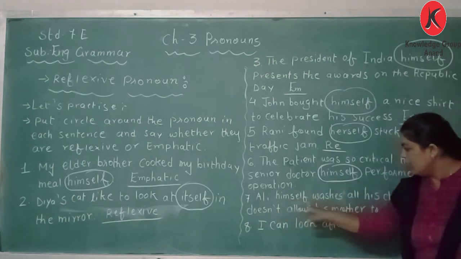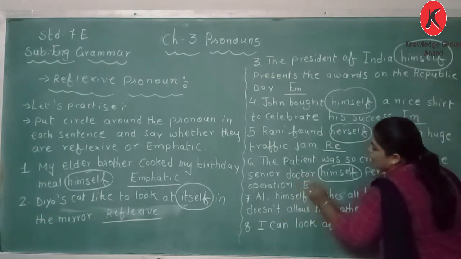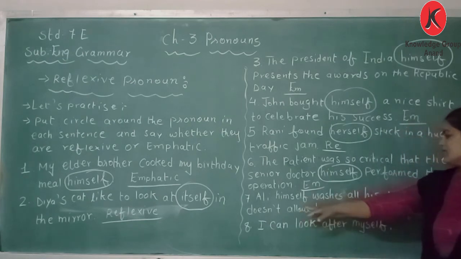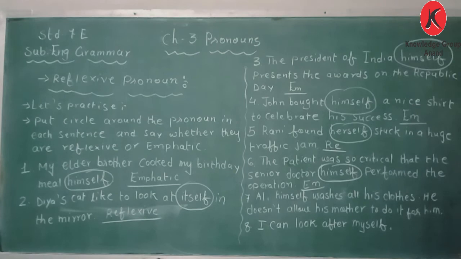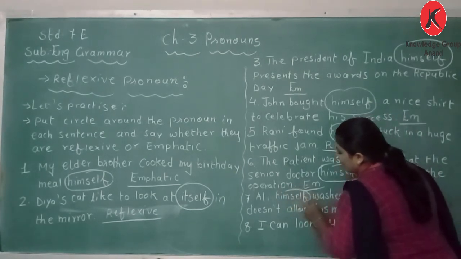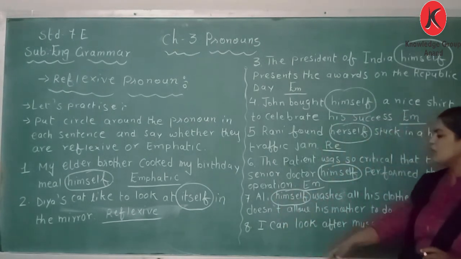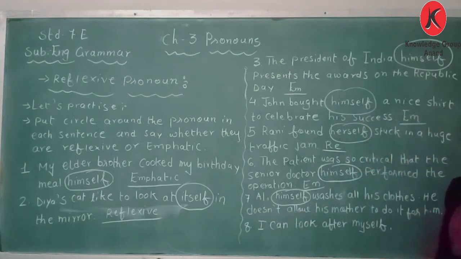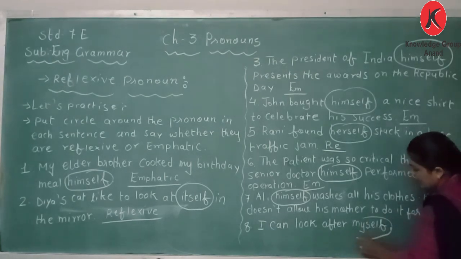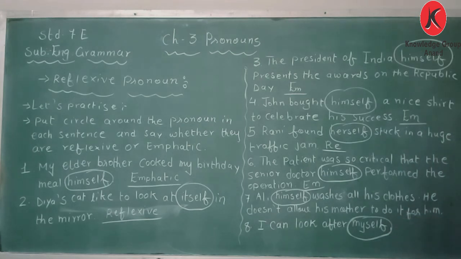Next is seven: Ali himself washes all his clothes. He doesn't allow his mother to do it for him. This also is an emphatic pronoun sentence. It emphasizes the subject. And which is the subject here? Ali is the subject here. And the last sentence: I can look after myself. So myself is a reflexive pronoun.